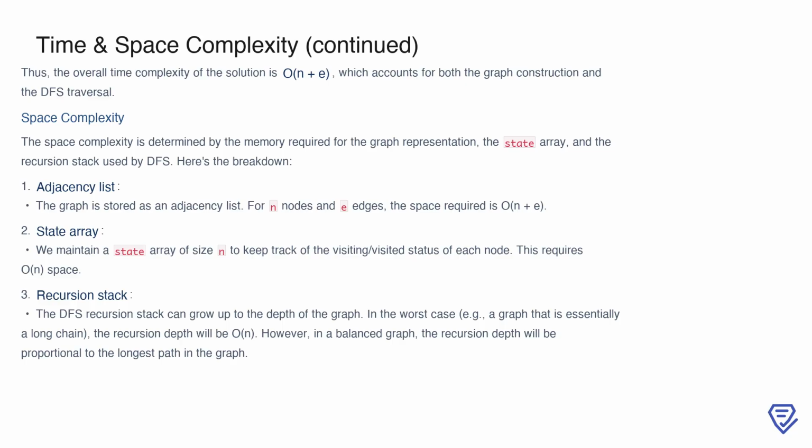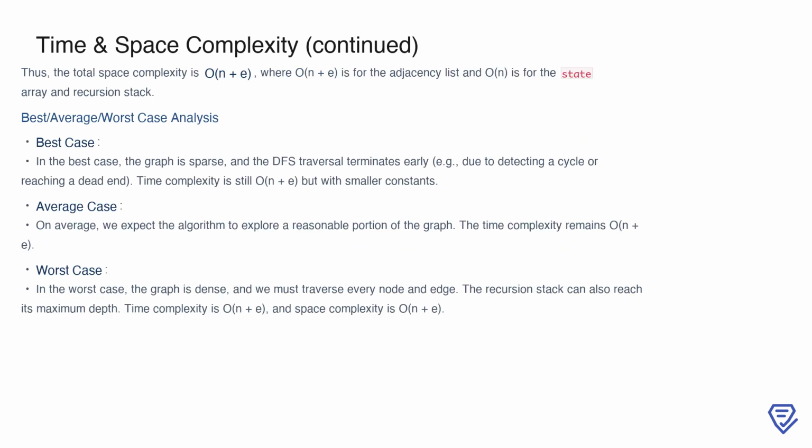In the worst-case scenario, such as a graph that forms a long chain, the recursion depth can reach O(n). In a more balanced graph, the depth would depend on the longest path. Combining these factors, the dominant term for space complexity is O(n plus e). Taking everything into account, the total space complexity is O(n plus e), which includes the adjacency list, the state array, and the recursion stack. Now, let's analyze the algorithm under different scenarios.